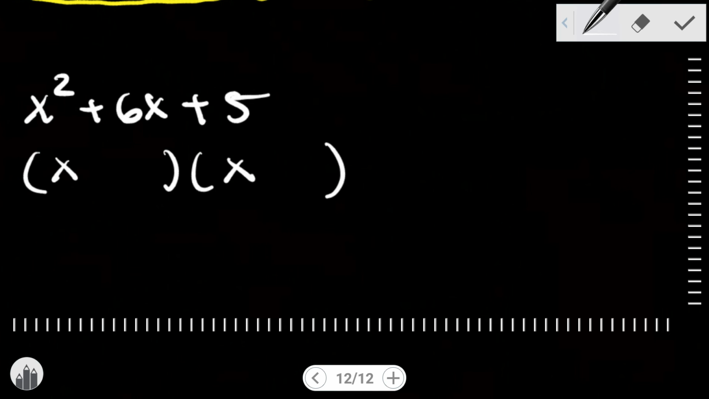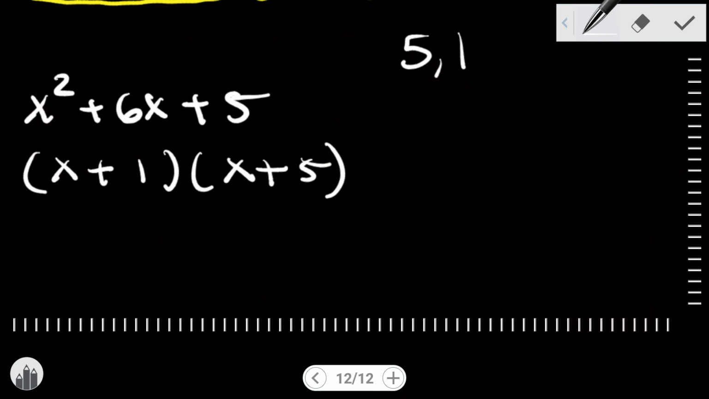What are your factors of 5? There's only one set, which is 5 and 1. If you add both of these together, it'll add up to 6. That's how you get your middle term. Since they're both positive, you don't have to worry about which quantity each goes into. You can have the plus 1 here and the plus 5 there, or switch it out, plus 5 in the first one and plus 1 in the second one.